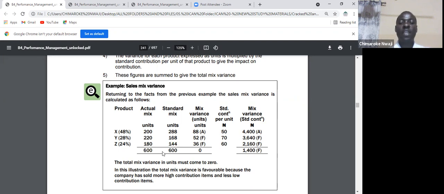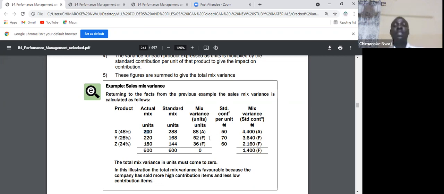So you see, once again, 600 minus 600 will give you 0. Go down to here. The adverse and the favorable will give you 0. So when you less 200 from 288, 88 adverse, it means that this is the standard that you would have sold, the cutoff, but you sold less than the standard. That's adverse. But in these other cases, you sold higher than the standard. That's favorable. So they compensate each other.